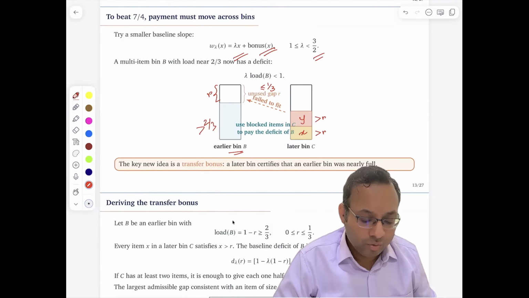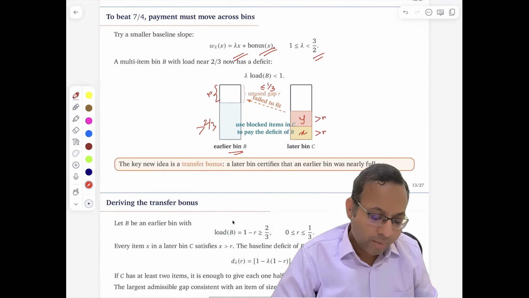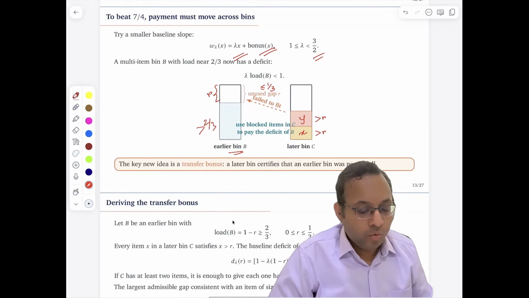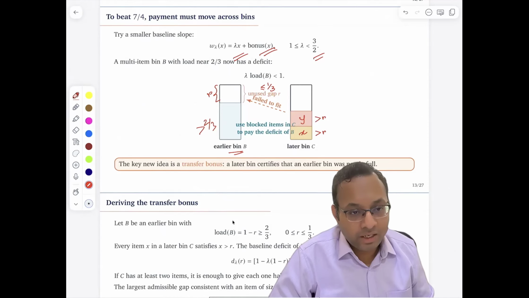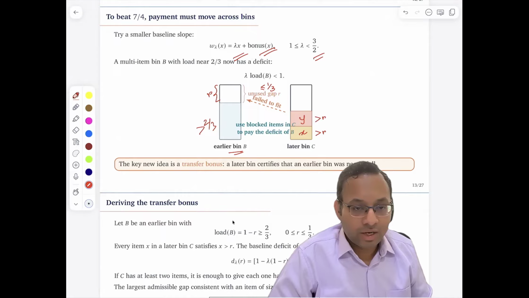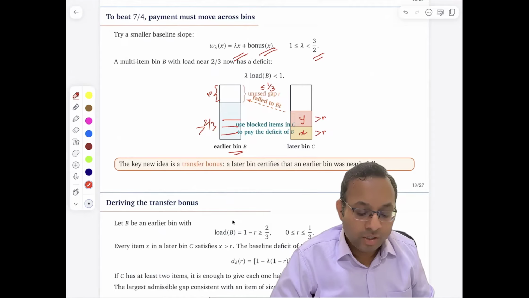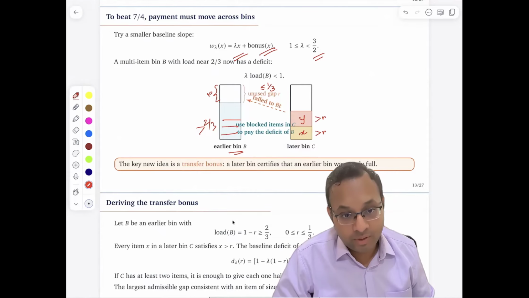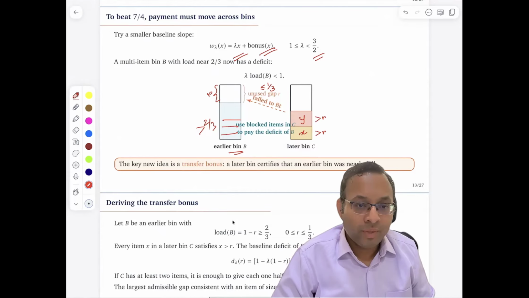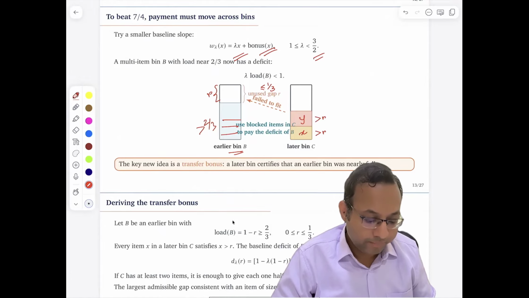So we'll try to give some bonus to X and Y to pay for this bin B. This is a very nice idea because if we just look at the items in B, we don't have any size guarantee here. There can be more than R, less than R, all these things can happen for these items. So we are charging items in some other bin, a later bin, and that will be quite helpful as we see.